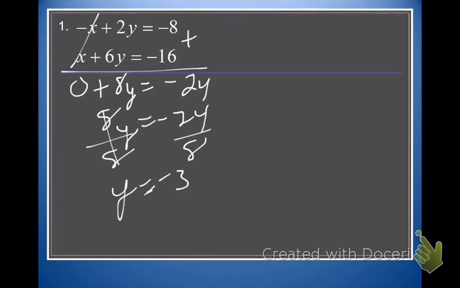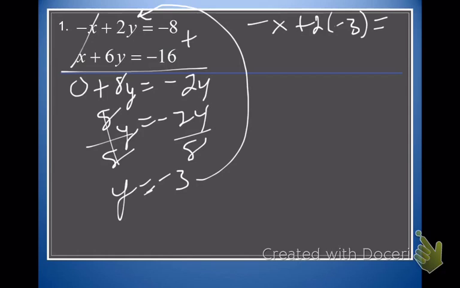And y is -3. Okay? Good. Now that we know that y is -3, we know that the solution to a system is an ordered pair, is a point. So we need an x value to go along with that. So I'm going to take this -3, and I'm going to substitute in for this y. Okay, so we get -x plus 2 times -3 is equal to negative 8.